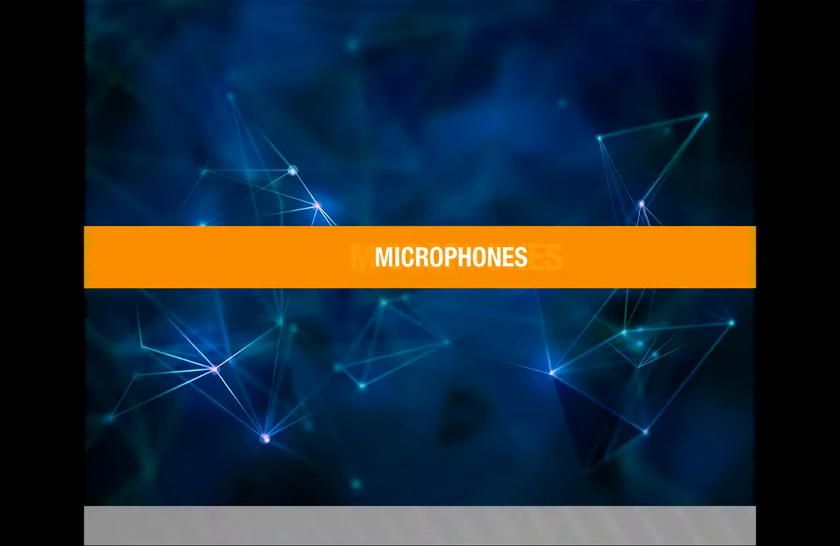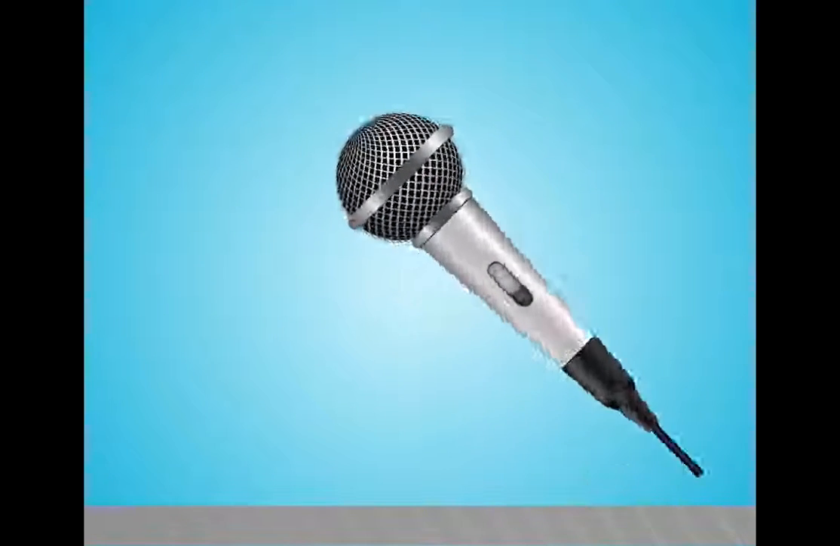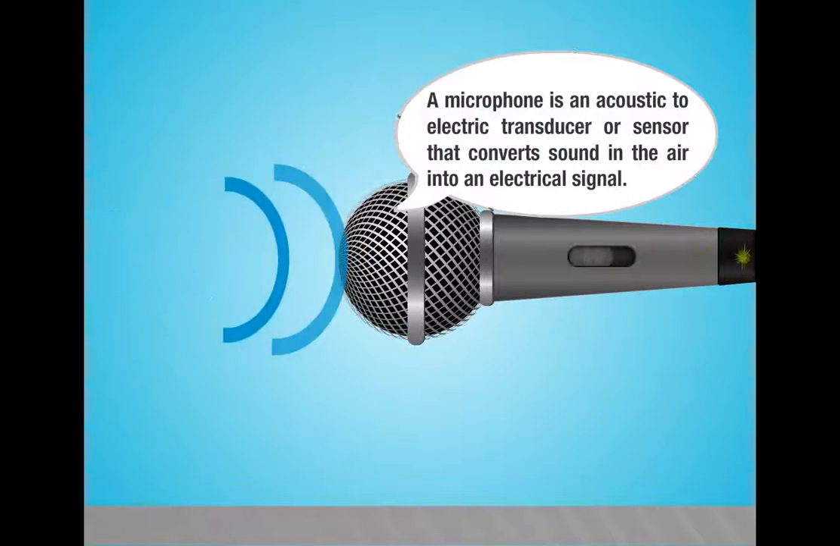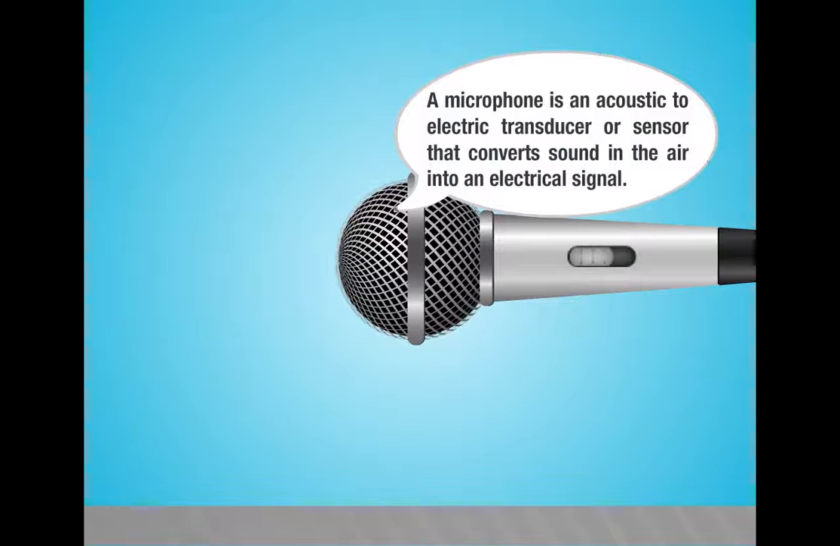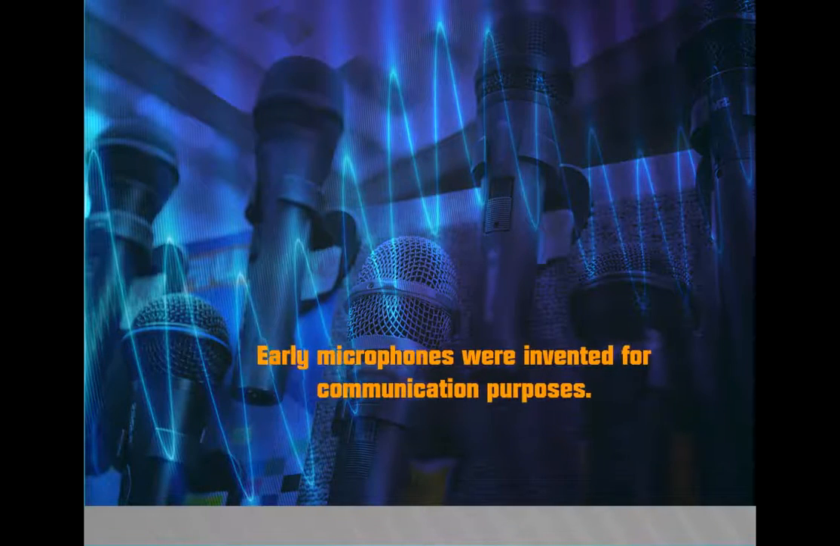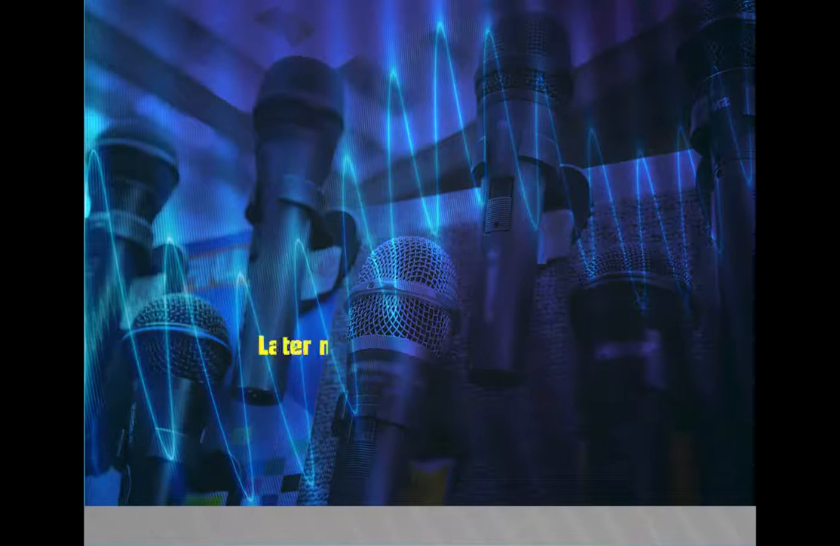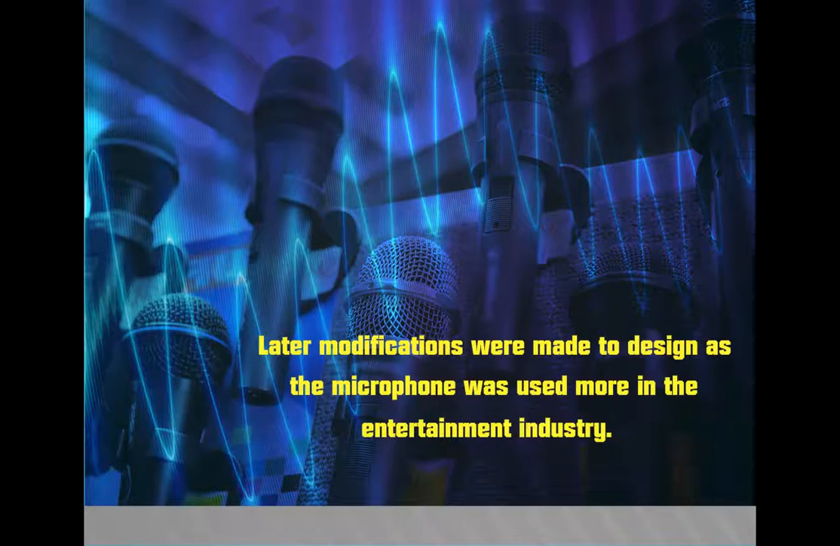Microphones. In this video, we are going to see microphone and its types. A microphone is an acoustic to electric transducer or sensor that converts sound in the air into an electrical signal. Early microphones were invented for communication purposes. Later modifications were made to the design as the microphone was used more in the entertainment industry.